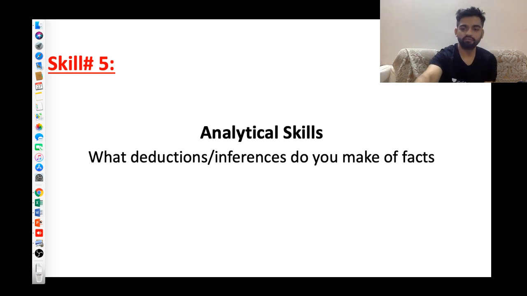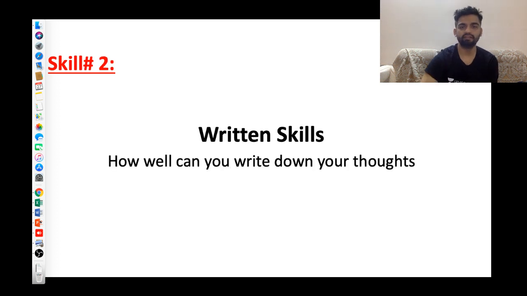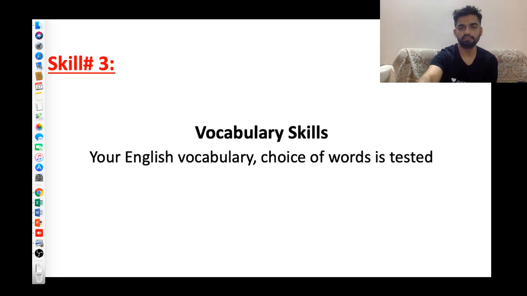Right? So we discussed 5 skills that are tested in your WAT round. The first one being communication skills. What are your thoughts and how you communicate them? Second is written skills. That is, how well can you articulate your thoughts in a written manner. Your tone is tested. Your choice of words is tested. How well can you write down your thoughts? The structure, again. Vocabulary skills, your choice of words, right? Do you use very heavy vocabulary that is not usually used on a day-to-day basis, right?